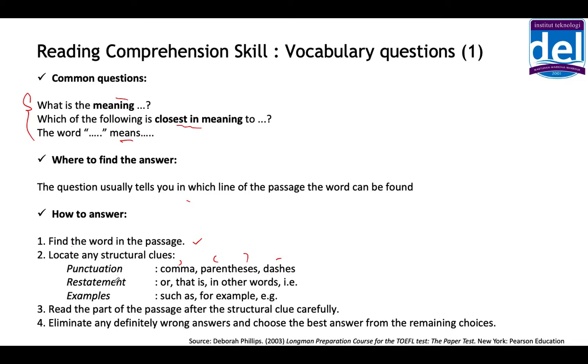Another structural clue that we can use is the expression of restatement in the text. We will probably find the words or, that is, in other words, and so on. And another structural clue is examples. And there are some expressions of examples: such as, for example, for instance, and so on. The next step is to read the part of the passage after the structural clue carefully. Number 4, eliminate any definitely wrong answers and choose the best answer from the remaining choices.